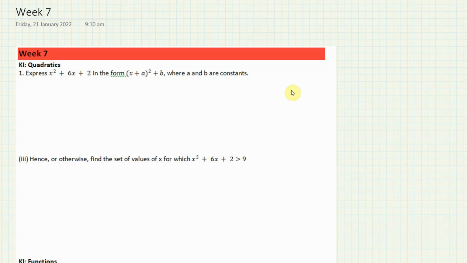This week we're looking at quadratics, functions, coordinate geometry and differentiation. Topics we have hopefully covered in enough detail for you to be able to do these questions.